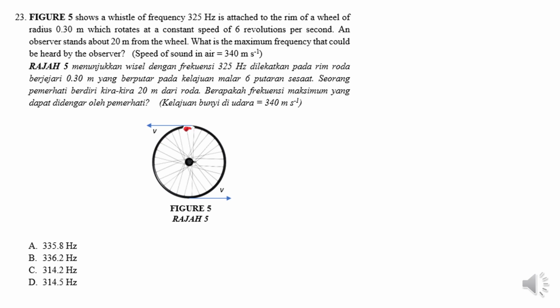From this question, we know that the frequency of the source is 325 Hz. This frequency comes from the whistle, which is attached to the wheel that has a radius of 0.30 meter. It rotates at 6 revolutions per second. How do we know that this is omega? We can look at the unit here. The given unit is revolution per second. So what should we do?